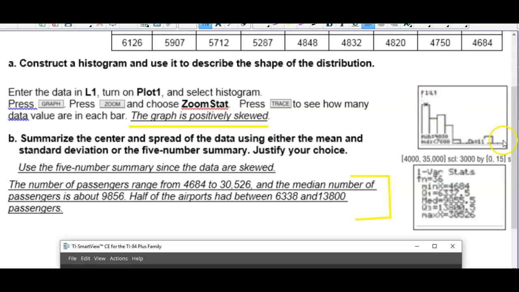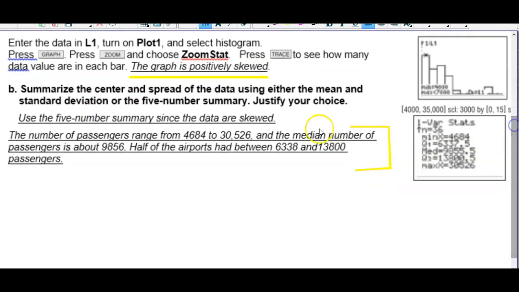So the tail points to the right, so it is positively skewed or skewed right. When it is skewed, you are not to use the mean and standard deviation. Instead, you're to use the 5-number summary. So you would say, I'm using the 5-number summary because the data is skewed right.